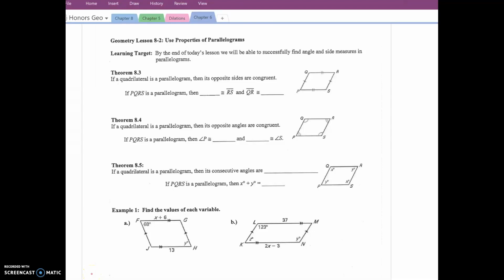Today we're going to talk about the properties of parallelograms. So just like the name says, a parallelogram has a pair of parallel sides. That is the most important thing when you're talking about a parallelogram, okay? This is going to be our first quadrilateral.